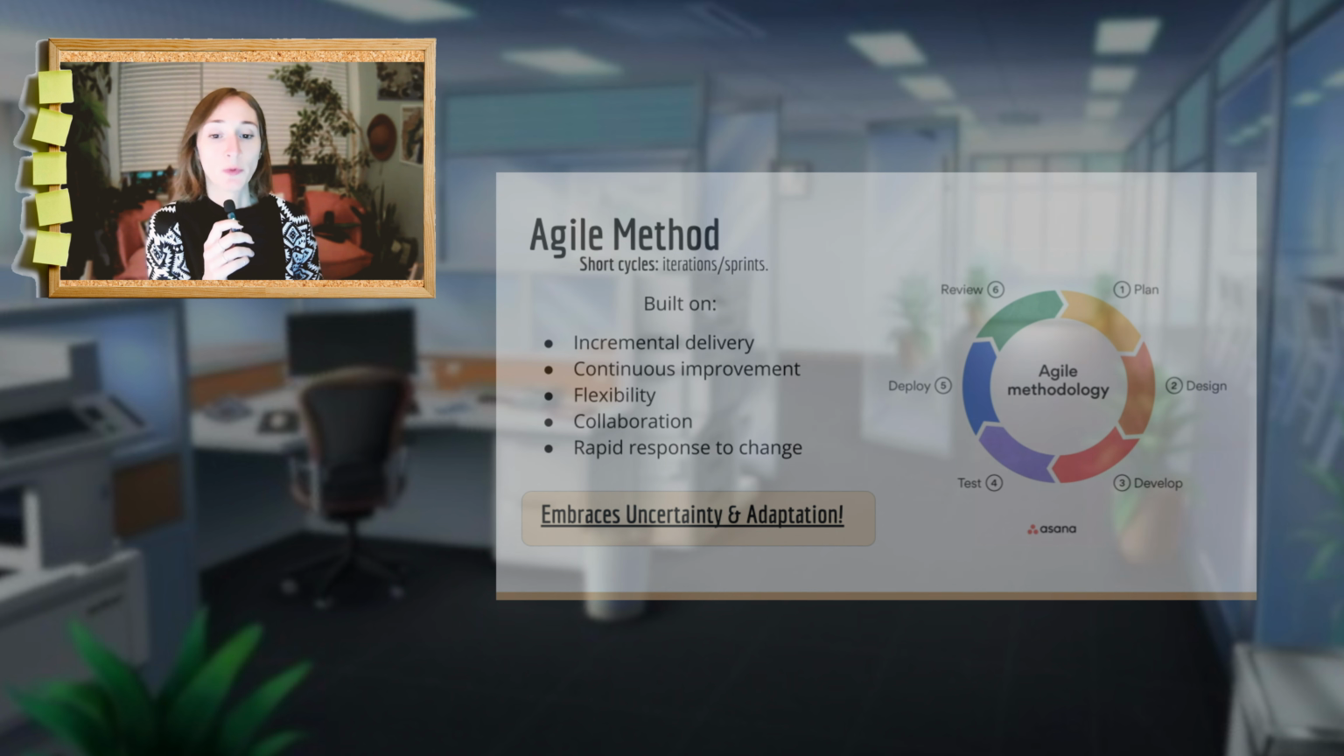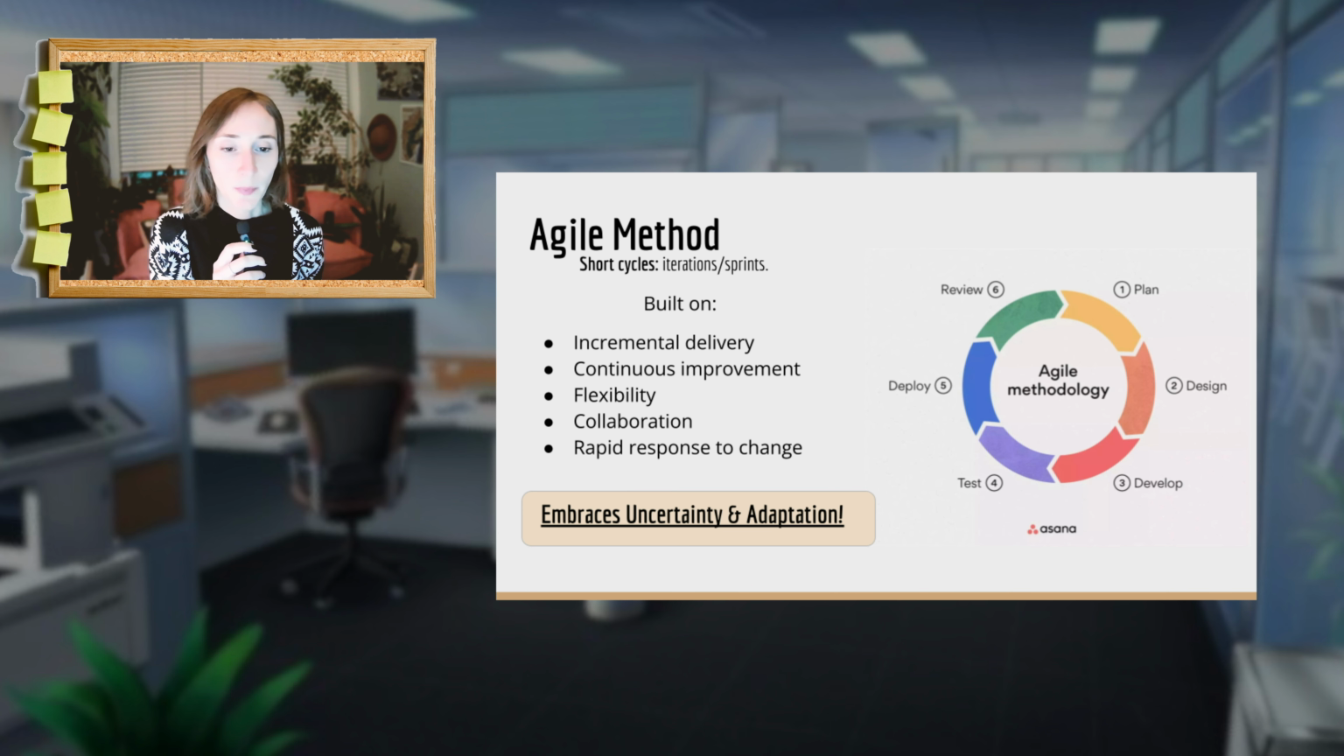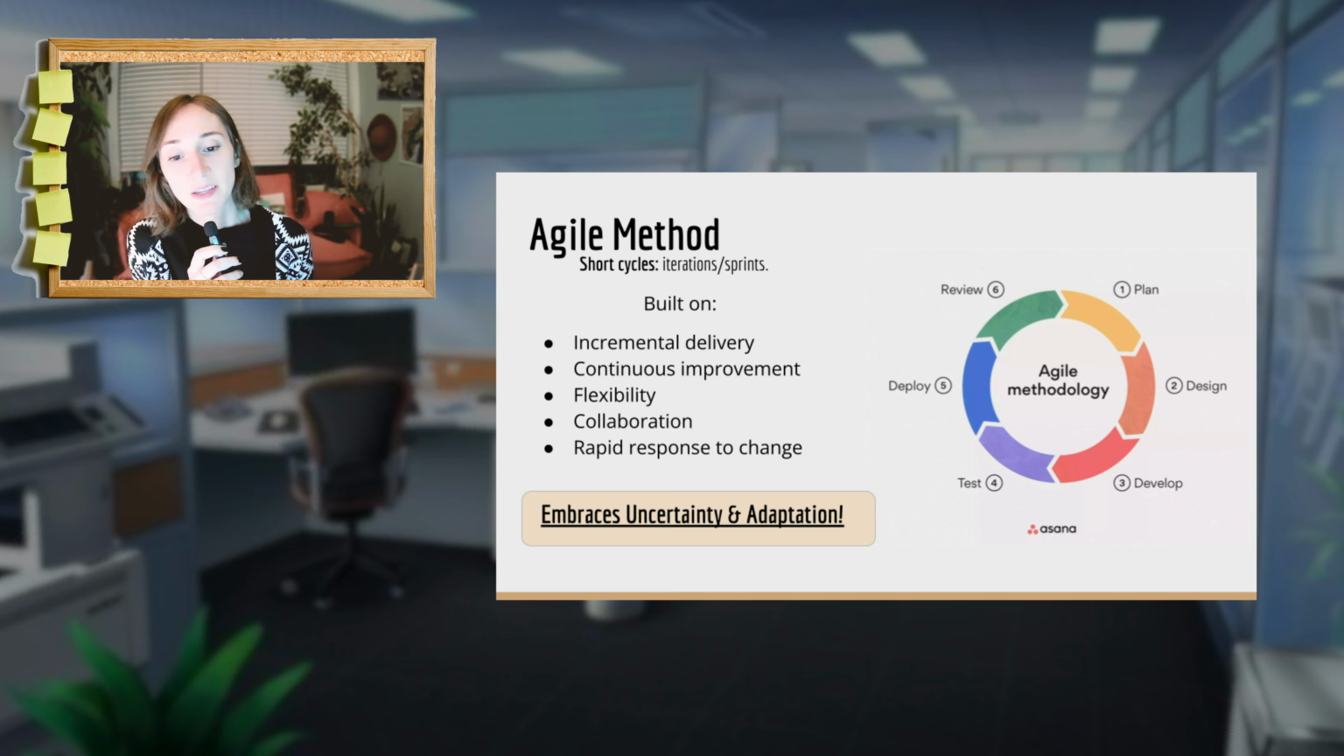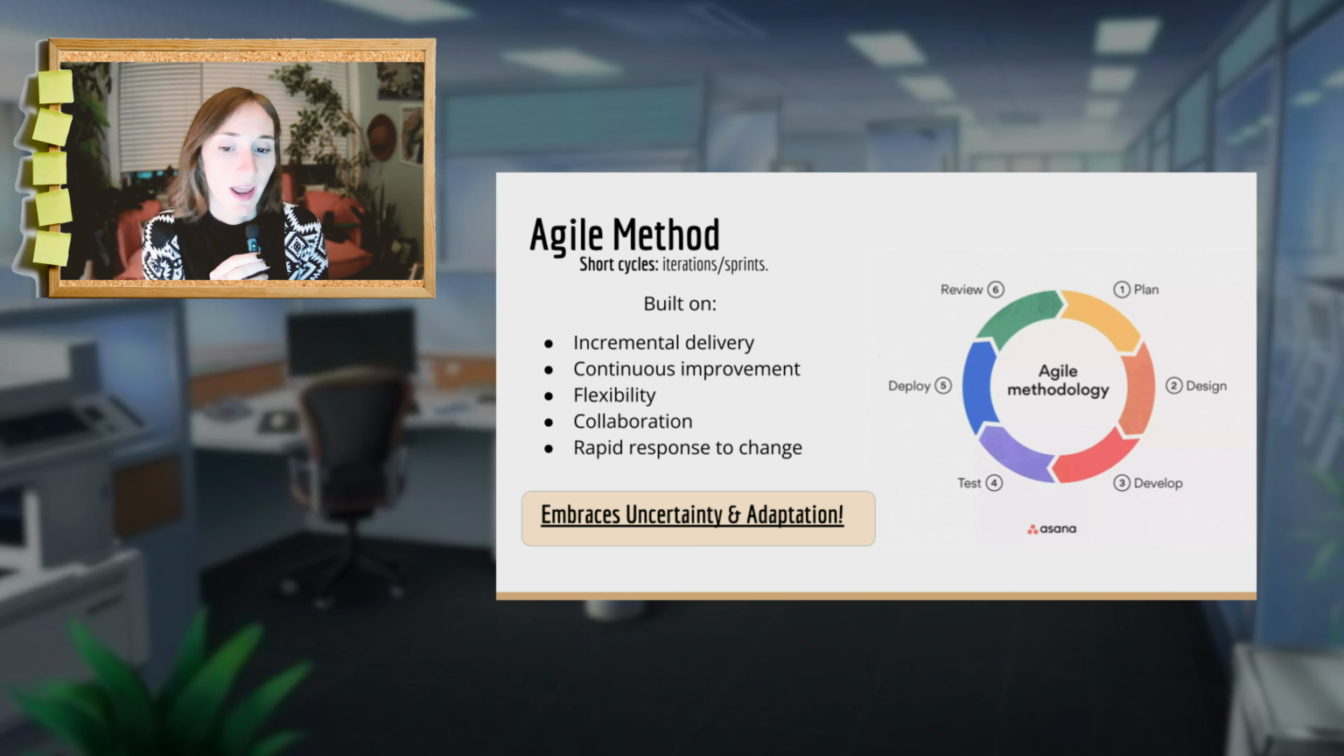Agile takes almost the opposite approach. Instead of one long linear path, it works in short cycles. They're called iterations or sprints. You deliver small increments of work regularly, gather feedback, adjust, and continue evolving the project. It emphasizes continuous collaboration, adaptive planning, and incremental delivery. Teams work in cross functional units, regularly assessing priorities and incorporating feedback. Agile embraces change and uncertainty as a natural part of the development process. Requirements can shift, new insights can emerge, and the team adapts in real time.